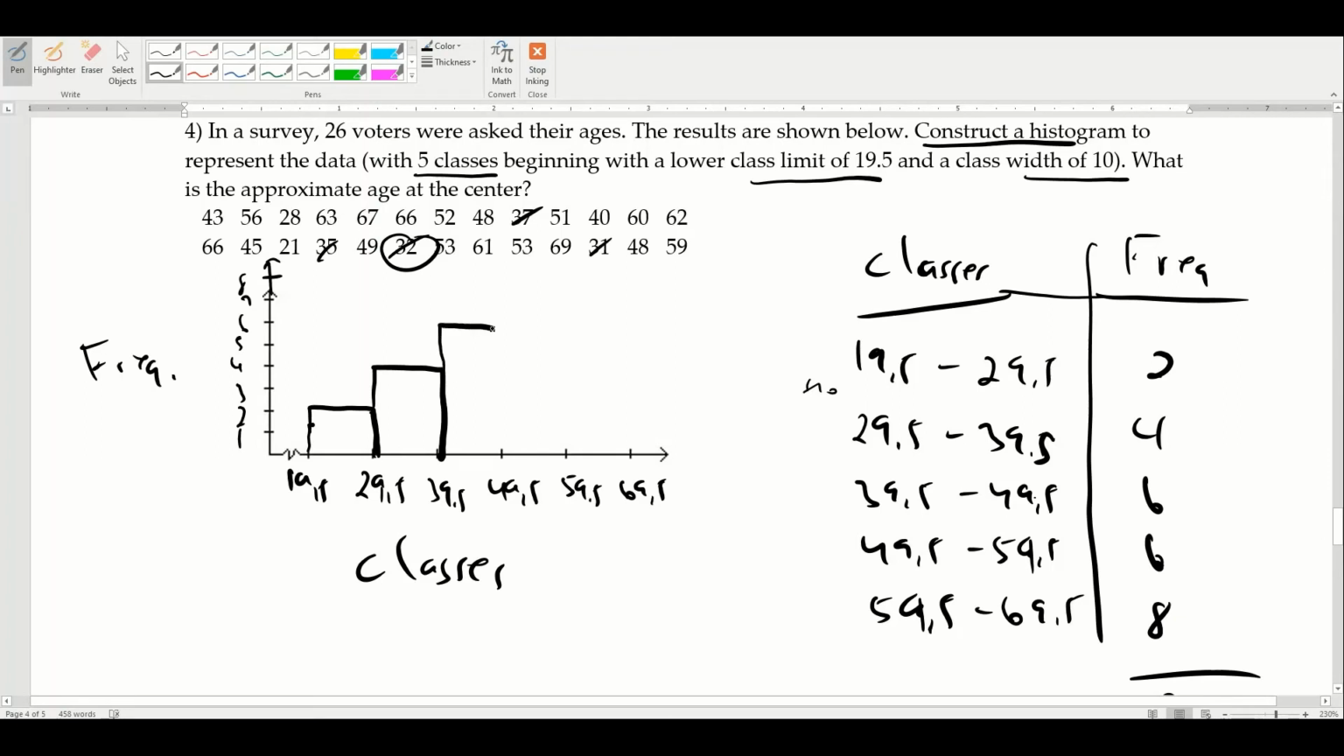And the next one is 6. Trying to get as close as you can to even. Next one is 6 also. I just extend it over. And the last one is 8. So let's go up where we think is 8 and then come back down. And there you go.